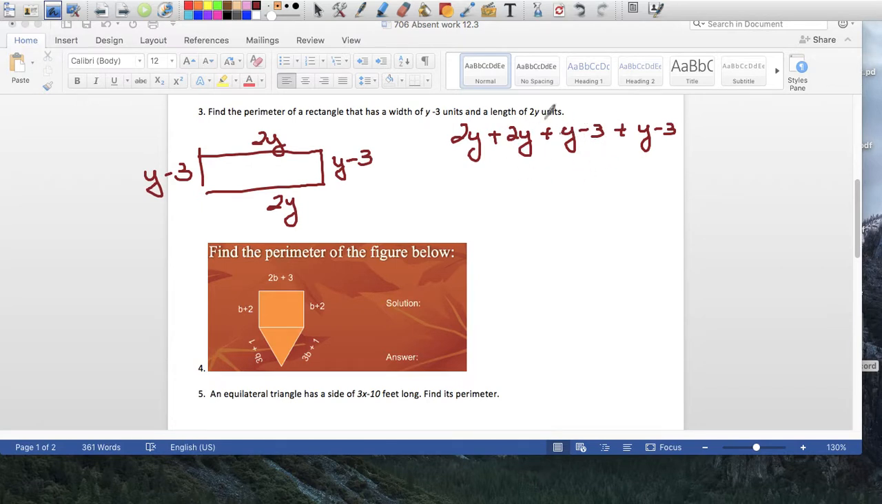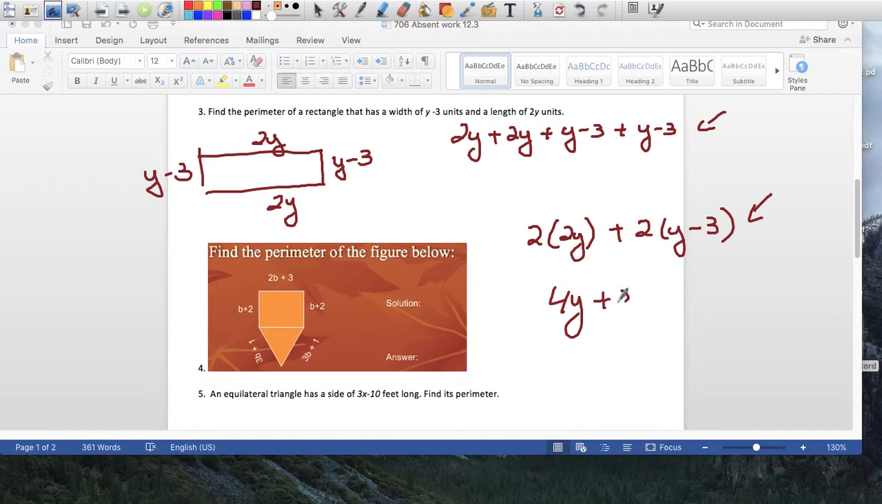So one way of doing this is to write all the sides, add them up, combine common terms. Or you can write it as 2 times 2y, because there's 2 of them, plus 2 times y minus 3, because there's 2 of those. Either way you start, it really doesn't matter. If I do this, I get 4y, positive and positive, plus 2y, and then positive 2 times negative 3 is negative 6. I can combine these two and I get 6y minus 6. And if you look at the top, you would have gotten the same thing: 2 plus 2 is 4, plus 1 is 5, plus another one is 6, and negative 3 and negative 3 is negative 6. So either way, you get the same answer.